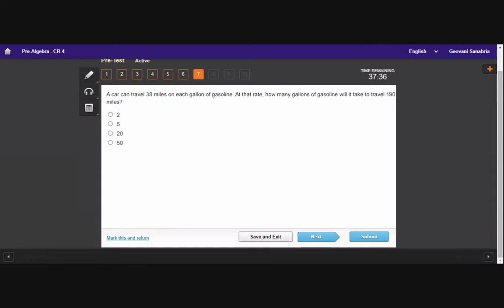This one's a little bit different than the first one that we did. A car can travel 38 miles on each gallon of gasoline to travel 198 miles, right? Now you're trying to figure out how much gas. I would just multiply 38 until I find 190. Add all these four numbers, right? So it's definitely not 20, so then I would do 38 times 5, and that's it right there.